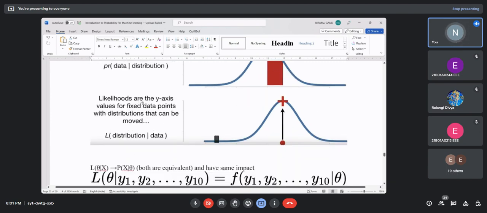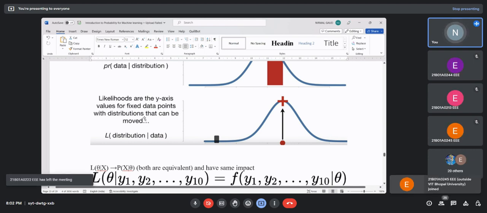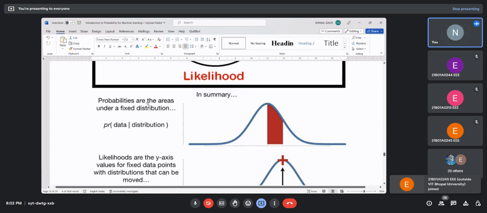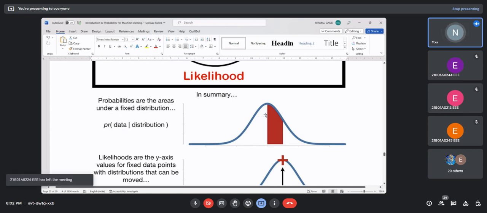Likelihoods are the y-axis values for fixed data points, with distributions that can be moved. You can see the points on the y-axis. But in the case of probability, it's an area under a fixed distribution. The distribution is fixed.